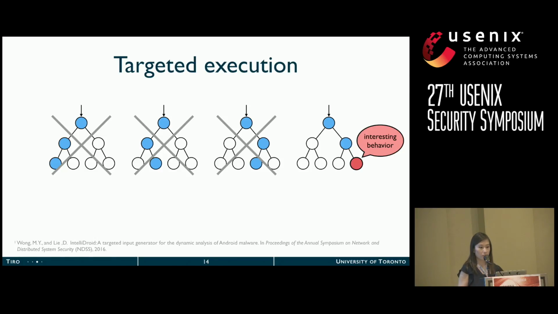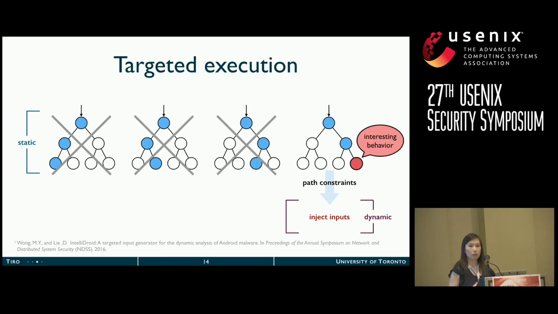So in targeted execution, we take a hybrid approach, where we use static analysis to identify potential interesting behaviors and extract the paths to them. From those paths, we extract constraints that we then solve to generate inputs to inject. And on the dynamic side, we're more efficient since we're only injecting inputs and triggering call paths that can lead to potential interesting behavior that we want to analyze.